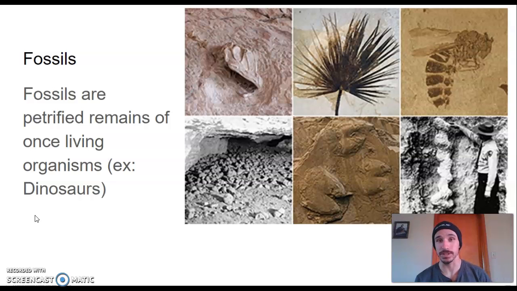Fossils represent the greatest body of evidence for evolution. And really all they are are petrified remains of once living things. The best example is dinosaurs, and perhaps the most popular, but as you can see on the slide, we can have all kinds of fossils.